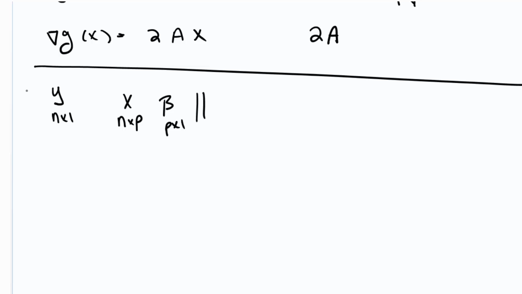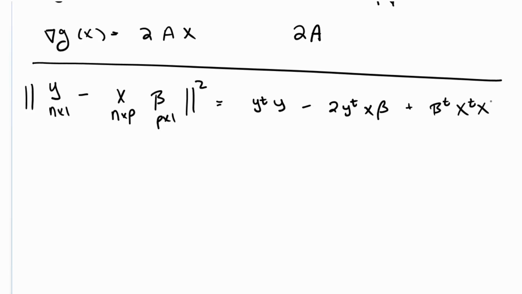You're going to accomplish this by attempting to minimize the sum of the squared distances between the vector you'd like to explain, y, and the linear collection of explanatory variables, X times beta. If I were to expand this minimized distance out, I would get y transpose y minus 2y transpose X beta plus beta transpose X transpose X beta.